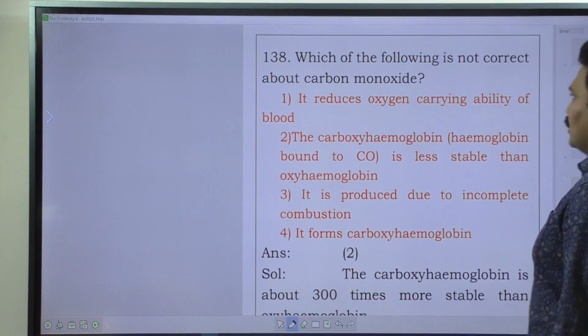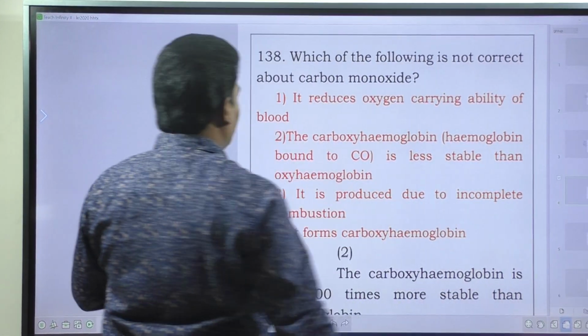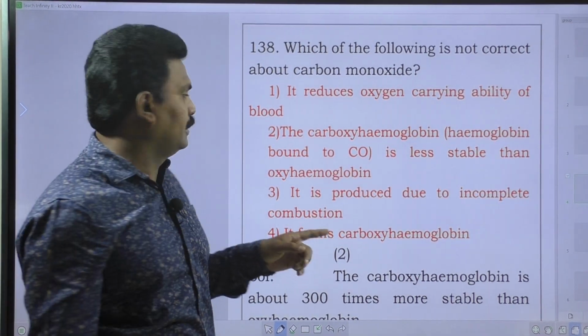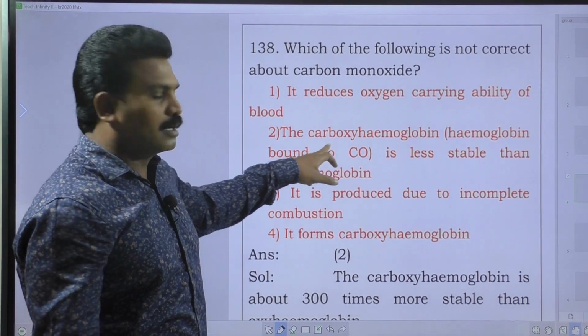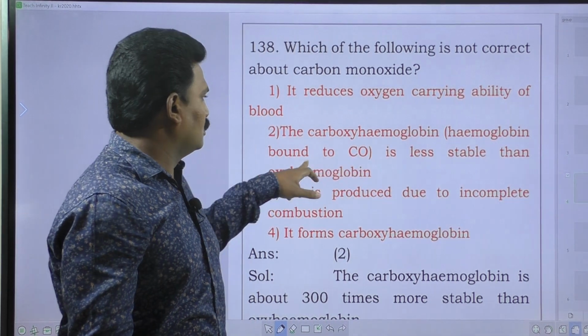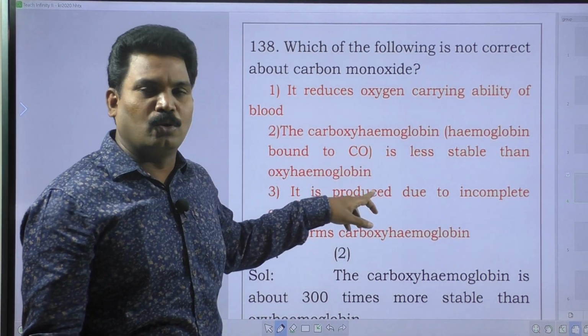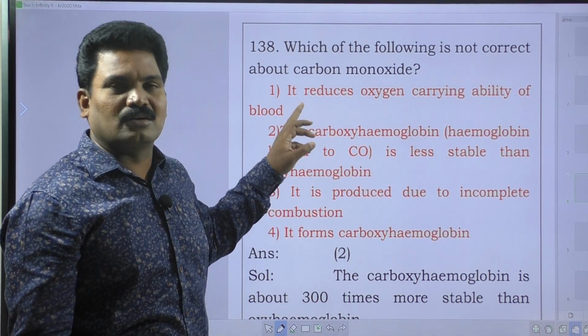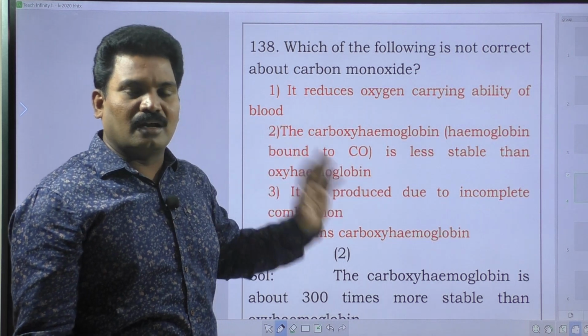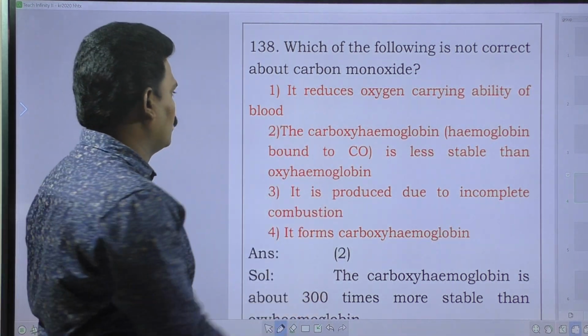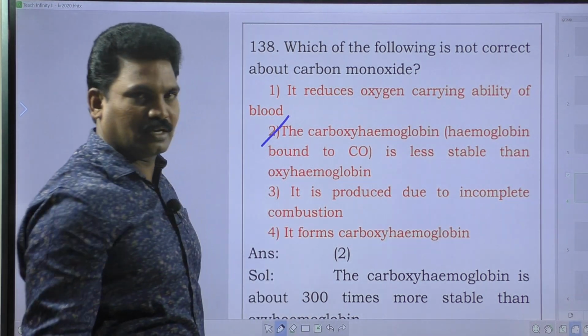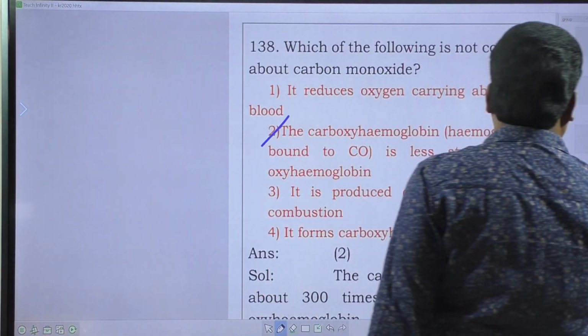And question number 138. Which of the following is not correct about carbon monoxide? The second option, that carboxyhemoglobin is less stable than oxyhemoglobin, is not correct, because carboxyhemoglobin is 300 times more stable than oxyhemoglobin. So option 2 is not correct. And then go to question number 139.